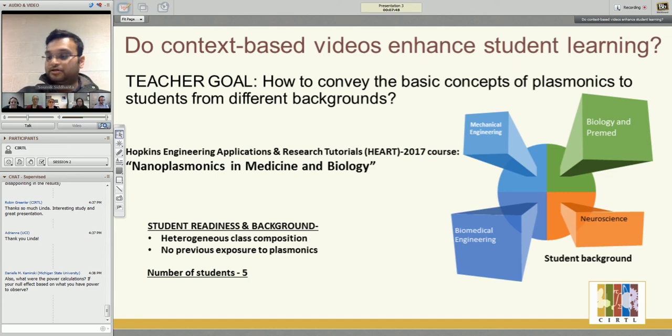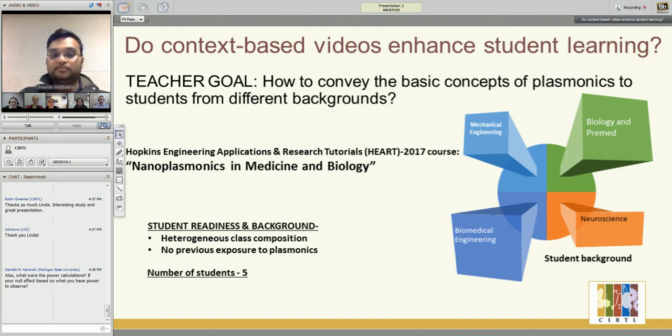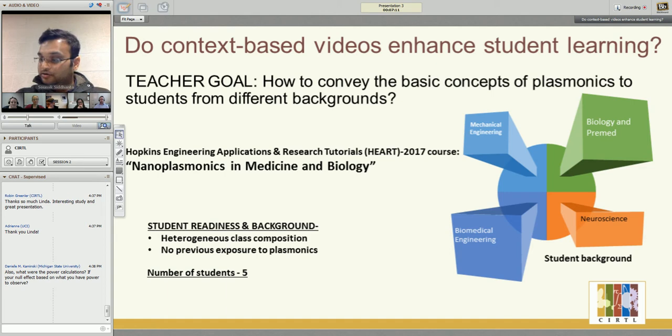Since all the students were freshmen and had limited exposure to the fundamentals needed to understand the basic concepts of this course, it was a challenge to cater to the interest of this diverse population of students. The number of students in my course was very limited. There were 5 students, and evidently they had no previous exposure to plasmonics, to optics in general, or to nanoplasmonics.